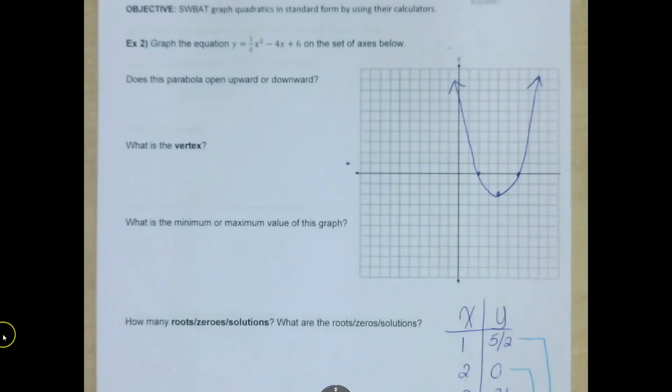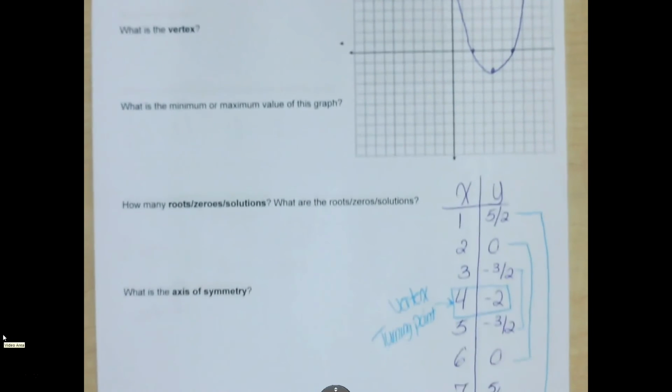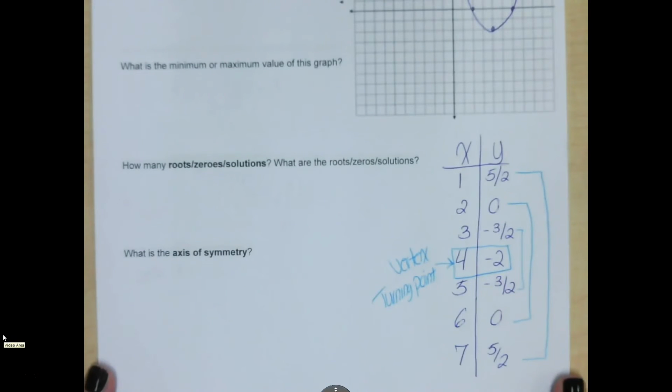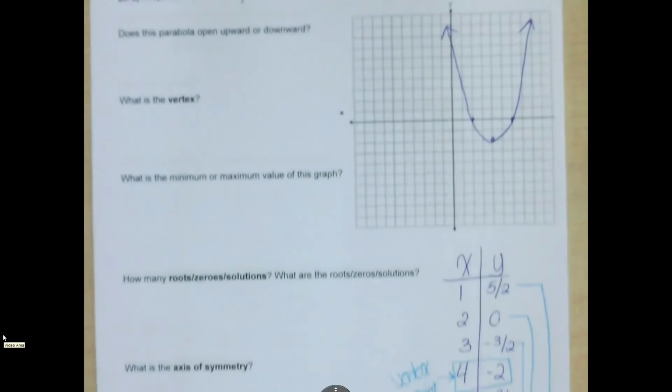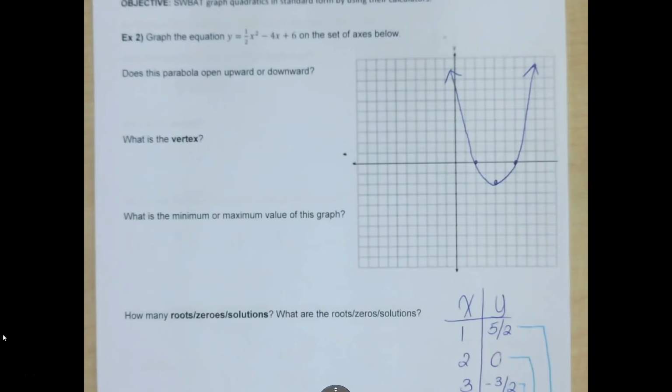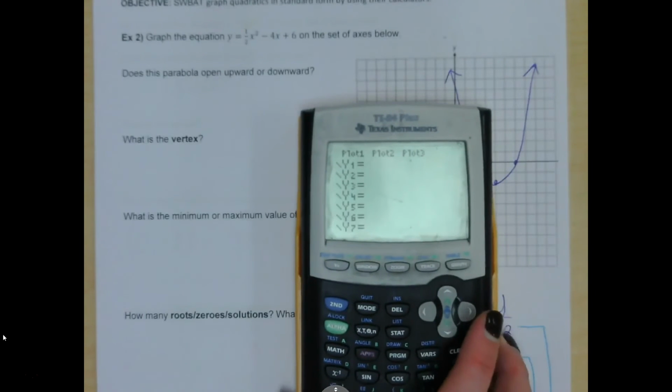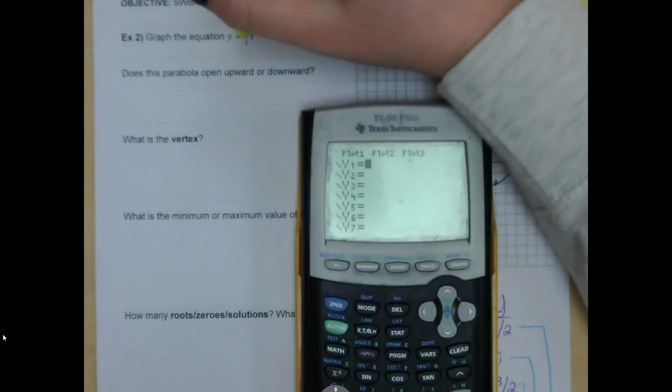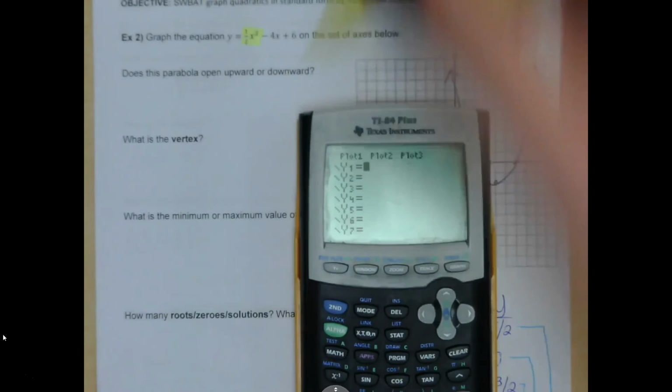All right, boys and girls, here we go for example 2. So I went ahead and I just found my XY table. I copied it over. I'm going to show you this in 1 minute. At first, I just want to go over how I typed this into the calculator. If you notice, my leading coefficient here is a fraction. It's that positive 1/2 x squared.